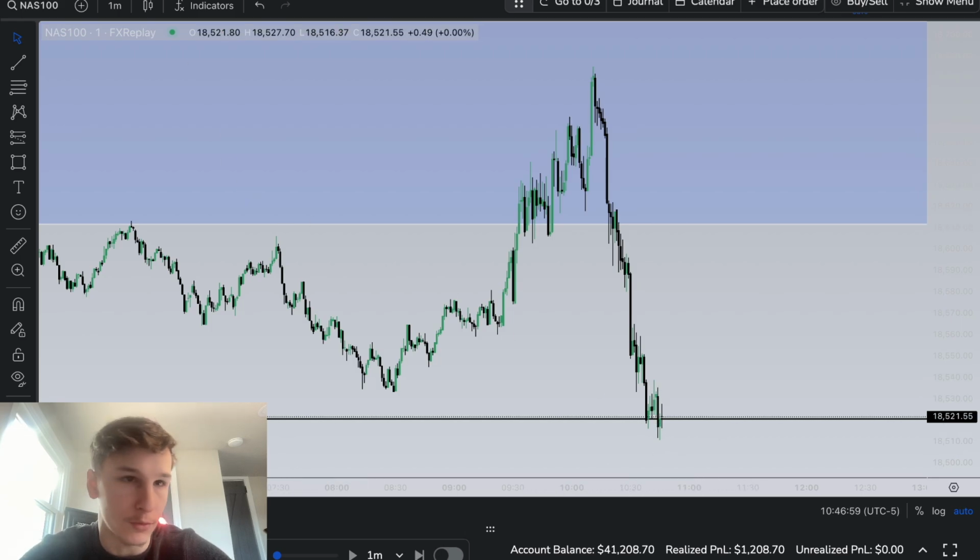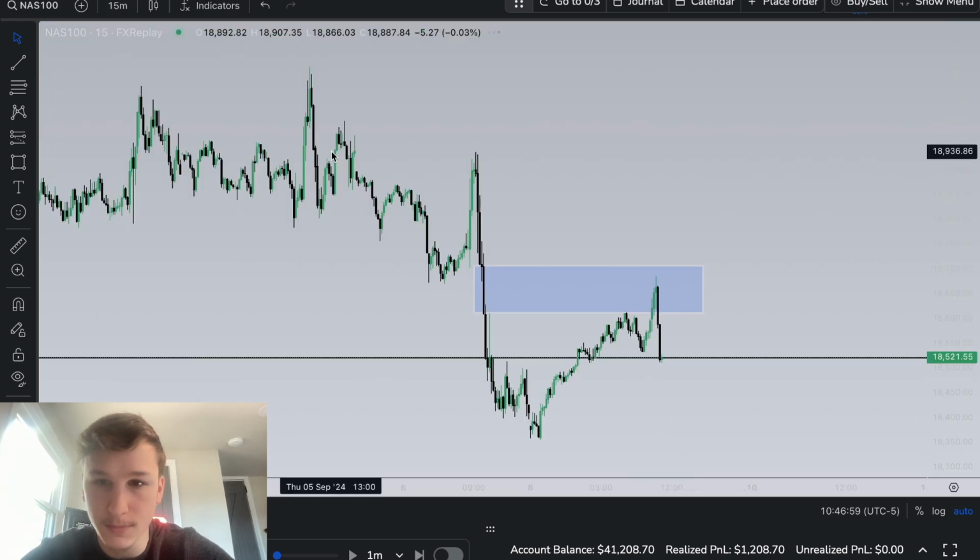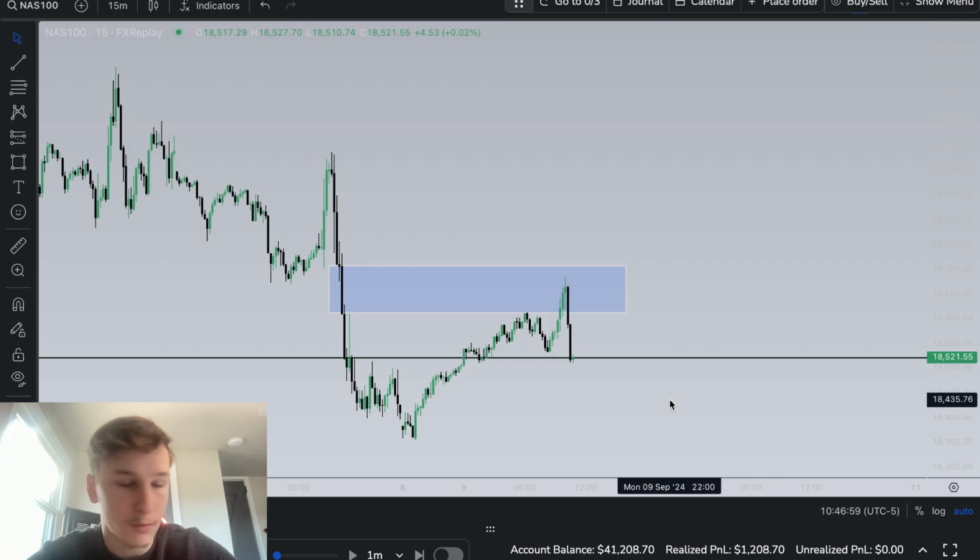All right, so we drop down below a short-term low again. Okay, let's look at the 15-minute chart. So what's taking place here? What's the key level we'll be trying to utilize here?